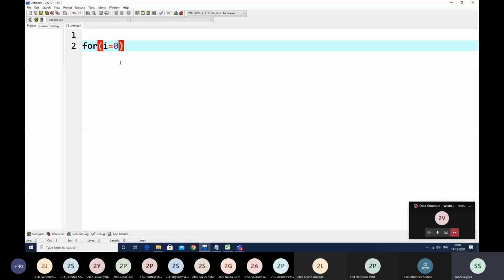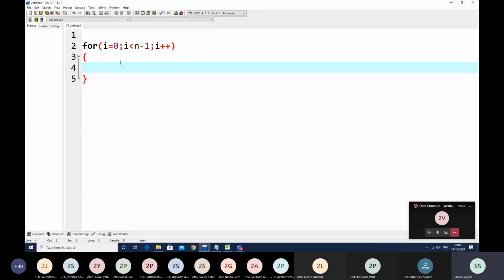If your value of n is say 7, then 7 minus 1 will become 6. i less than 6 means the maximum possible value for i will be 5, and you get 6 possible values: 0, 1, 2, 3, 4, 5, which will be your 6 iterations. So this outer for loop is for the number of iterations.